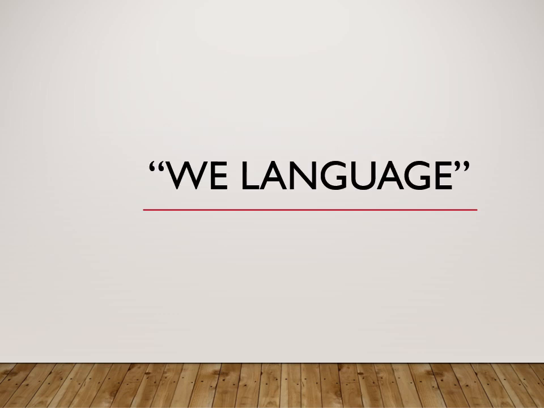We language implies that the issue is a concern and responsibility of both the speaker and receiver of a message. For example, we have a problem. We can't seem to talk about money without fighting. We language can help build a constructive climate. It suggests a kind of we're in this together orientation, which is known as verbal immediacy.